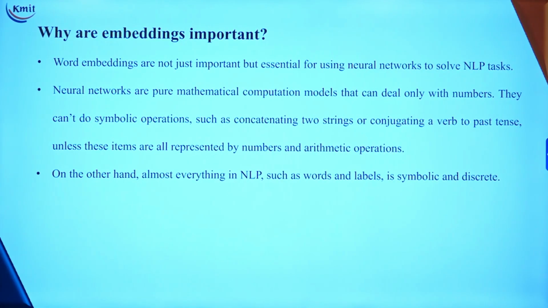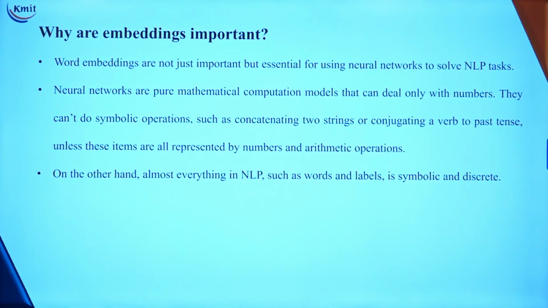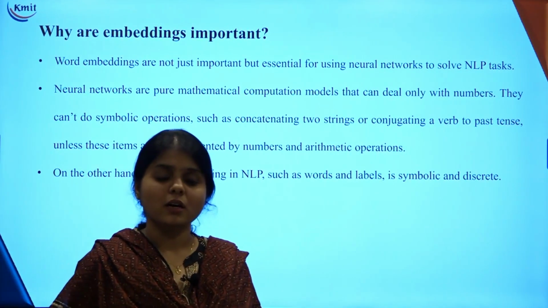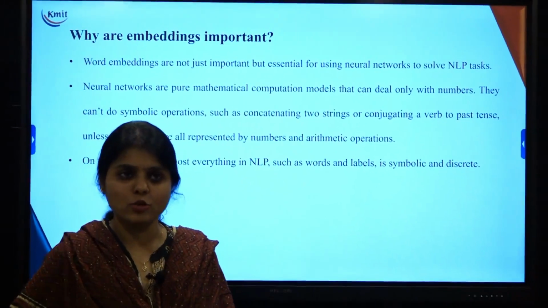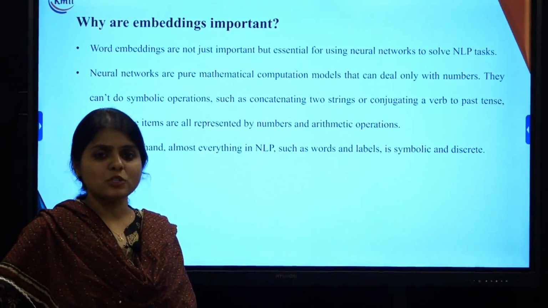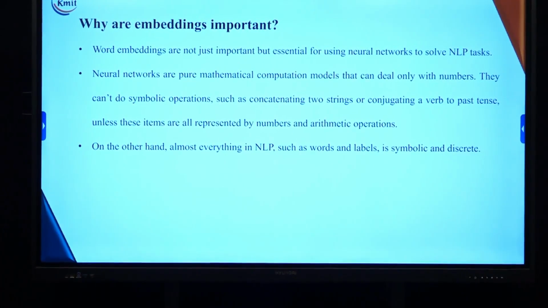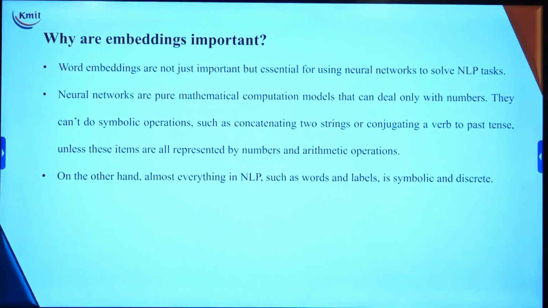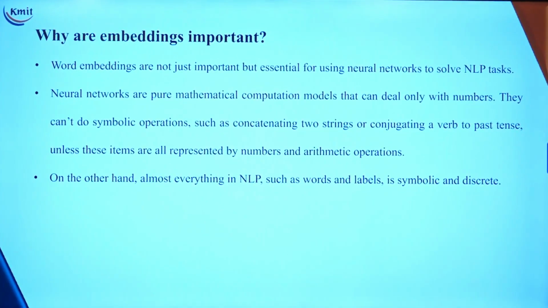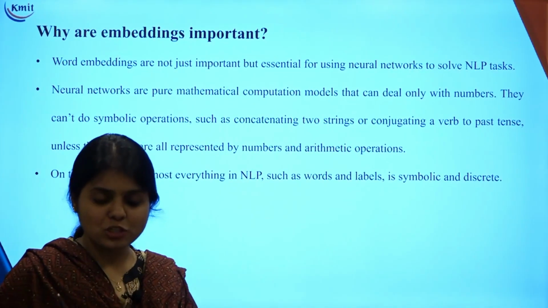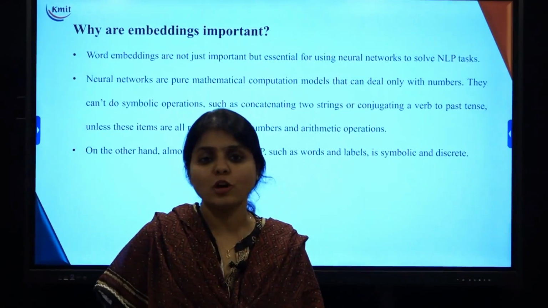There are 2 points that you have to understand when we talk about this. First thing is, word embeddings are important because we process natural language using neural networks. So there are 2 complications that come into the picture when we talk about neural networks. First thing is, neural networks are pure mathematical computation models that can deal only with numbers. So they can't do symbolic operations, such as when I want to concatenate 2 strings, or do some operations within the strings, that is not possible for neural networks.